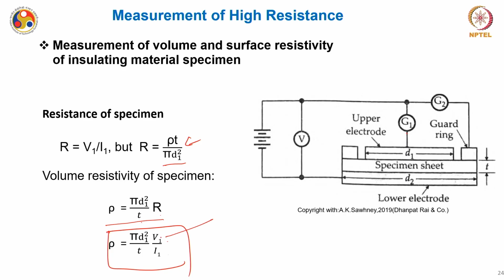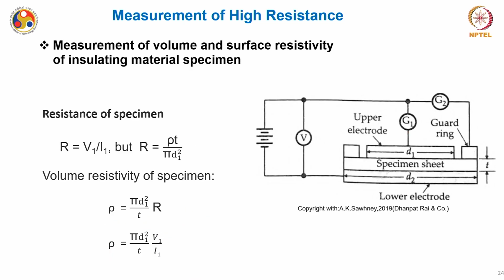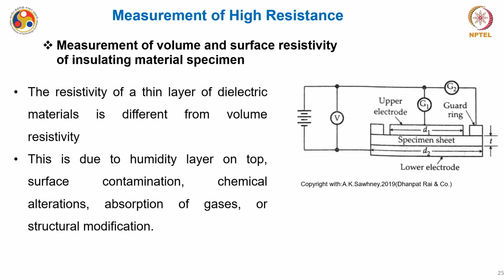Please note that you are aware of all these parameters. You already have the current flowing through this galvanometer, so this gives you I1. You had the voltmeter reading V1, D1 you have made this electrode, and T is the thickness of your specimen, and that's how you calculate the volume resistivity. Similarly, you can also calculate the surface resistivity.